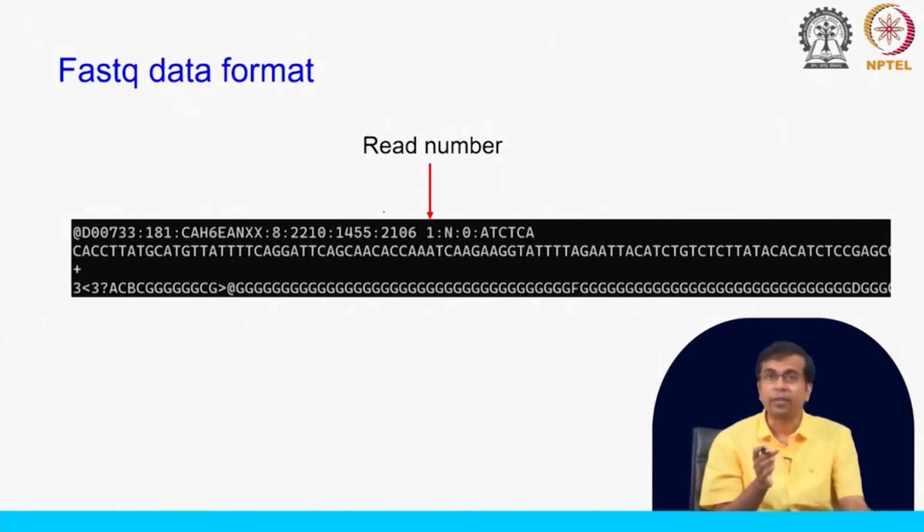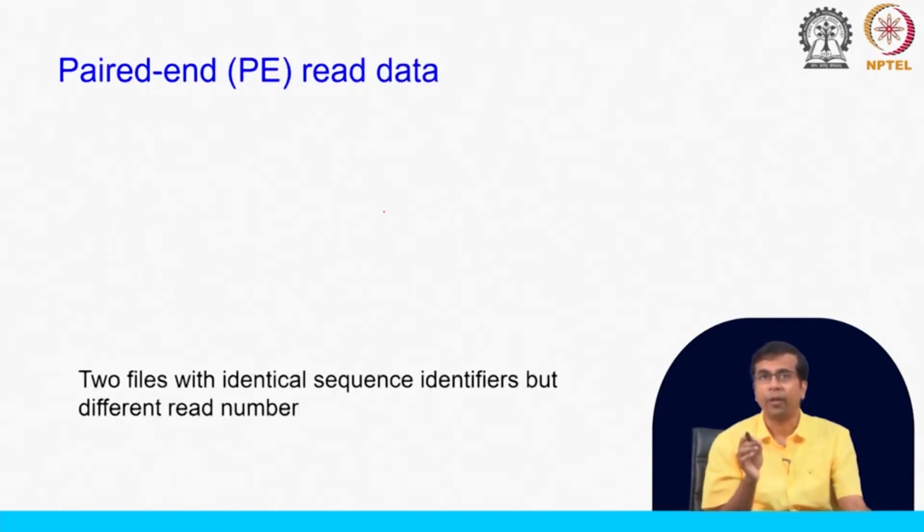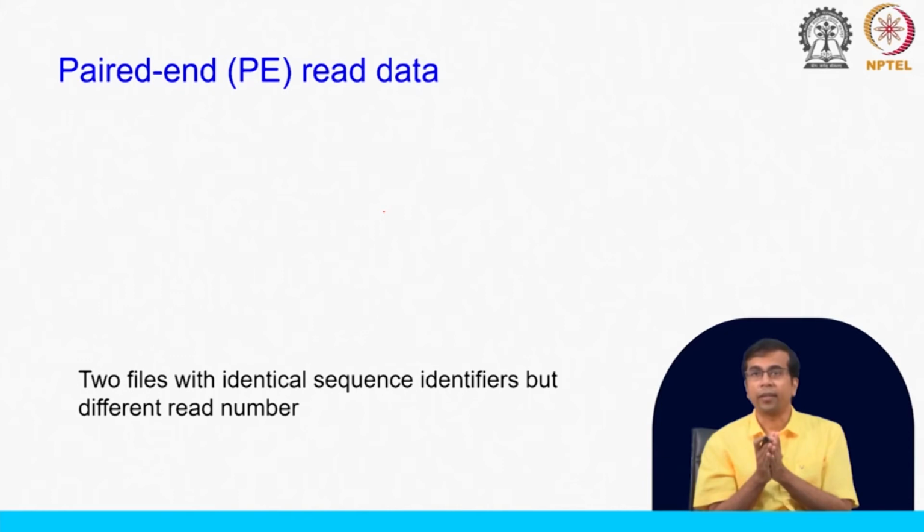And this means for paired end data you can have this number 2 as well. In paired end data, you can do paired end sequencing on the Illumina platform, right. So you get two FASTQ files which will have exactly identical sequence identifiers, but they will have different read numbers. Rest of the fields will be exactly the same because they come from the same flow cell, same location, same tile, same machine; only the read number will be different.